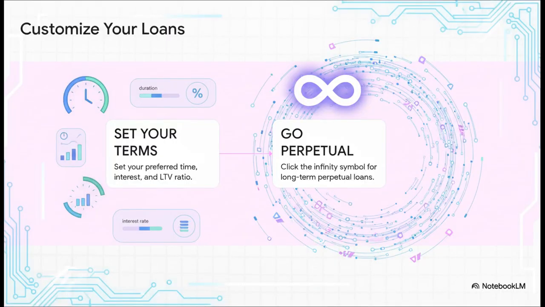And check this out. You now have total control over your loan offers. You get to set the timeline, the interest rate, and the loan-to-value ratio. Oh, and see that little infinity symbol? A single click lets you create perpetual loans. This is a game changer because it lets liquidity providers just earn yield over the long haul without constantly having to babysit and create new loan offers.